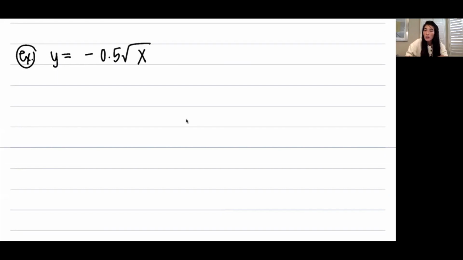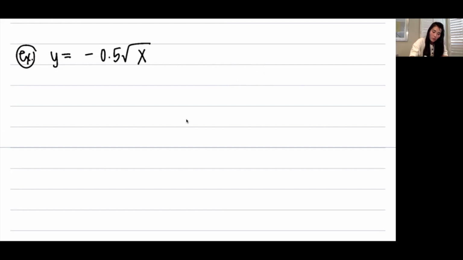All right, so let's take a look at this. Let's say we have y is equal to, let's do negative 0.5 rad x. And what this means is negative 0.5 times rad x, because it's right next to that radical. So just like if we saw something like 5x, we know that that's 5 times x. This just means that it's being multiplied. Negative 0.5 times rad x, so it's being multiplied.